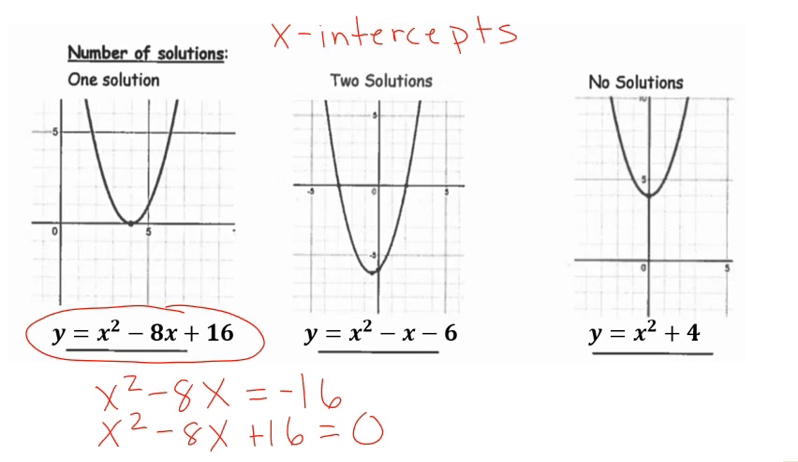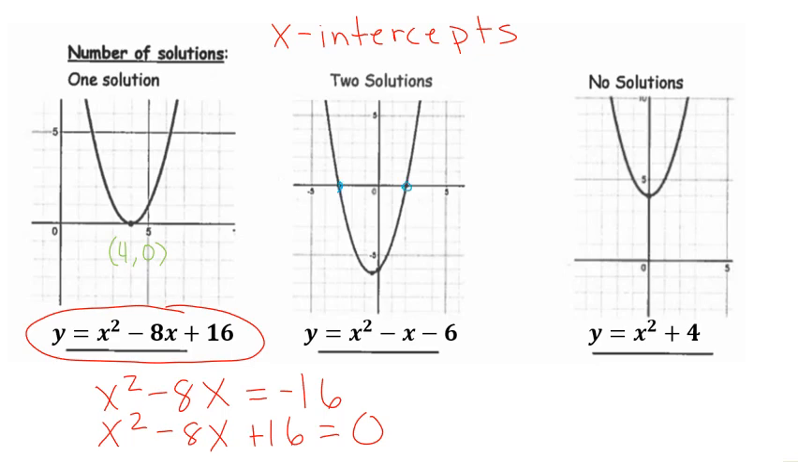In the first graph, we see that we have one x-intercept here. This is at the point 4, 0. And this would be considered one solution. So if we were to solve this as an equation, it would have only one distinct solution at 4, 0. Other possibilities are that we can have two solutions or two x-intercepts.